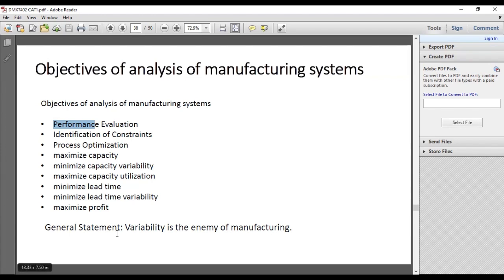Actually, what it says here is that product variability is the enemy of manufacturing. Because the product type or the design varies or the lot quantity varies, it is difficult to run a manufacturing process continuously. So it has to be adapted according to the product. Each and every time, according to the product, you may have to reconsider utilizing machines.